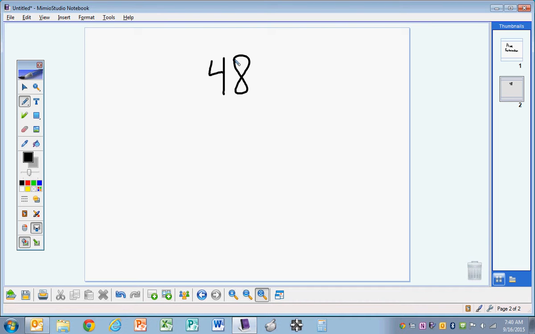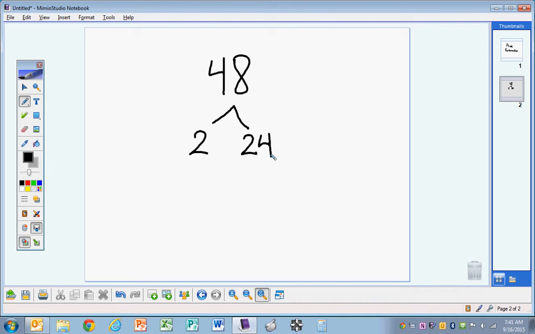So our goal is to find factor pairs of 48. I'm going to start with a simple one. 2 times 24 equals 48. The only rule with your factor tree is you can't use the number 1. If you use the number 1, you would never accomplish anything.